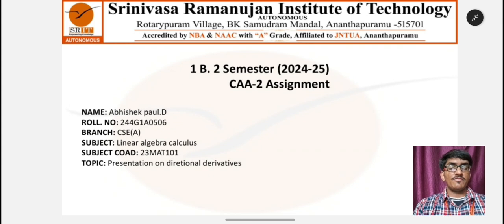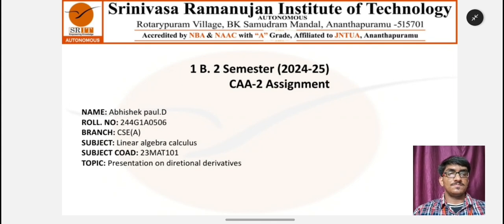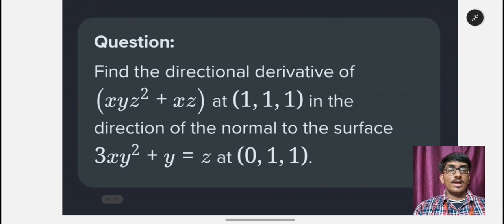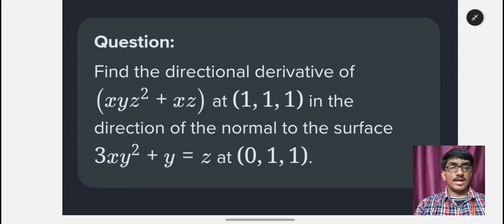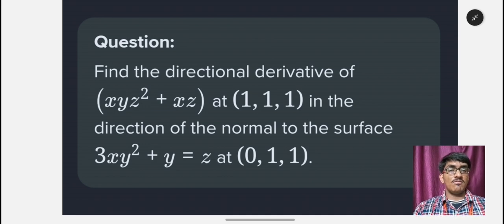Ramanujan Institute of Technology. Today for my DEVC assignment, my presentation topic is directional derivatives. Today I am going to discuss the question: find the directional derivative of xyz squared plus xz at 1, 1, 1 in the direction of the normal to the surface 3xy squared plus y equals z at 0, 1, 1.